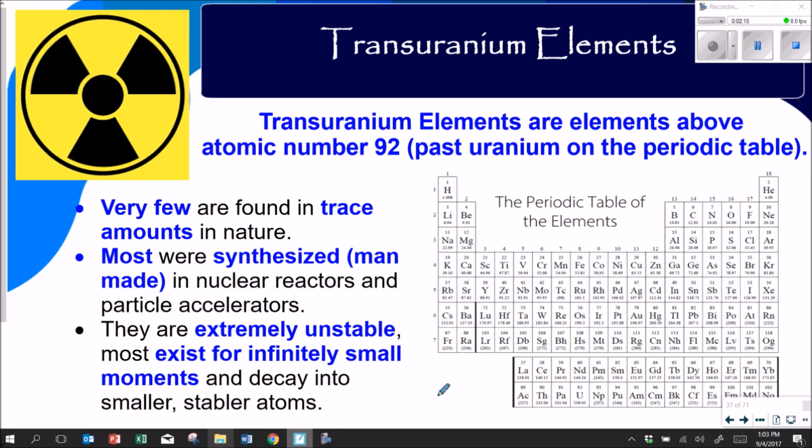Transuranium elements are elements above atomic number 92, so past uranium on the periodic table. Uranium is over here, so all these elements here and here are transuranium elements. Very few are found in trace amounts in nature, and most were synthesized or man-made in nuclear reactors and particle accelerators. They are extremely unstable, and most exist for infinitely small moments and decay into smaller, stabler atoms.